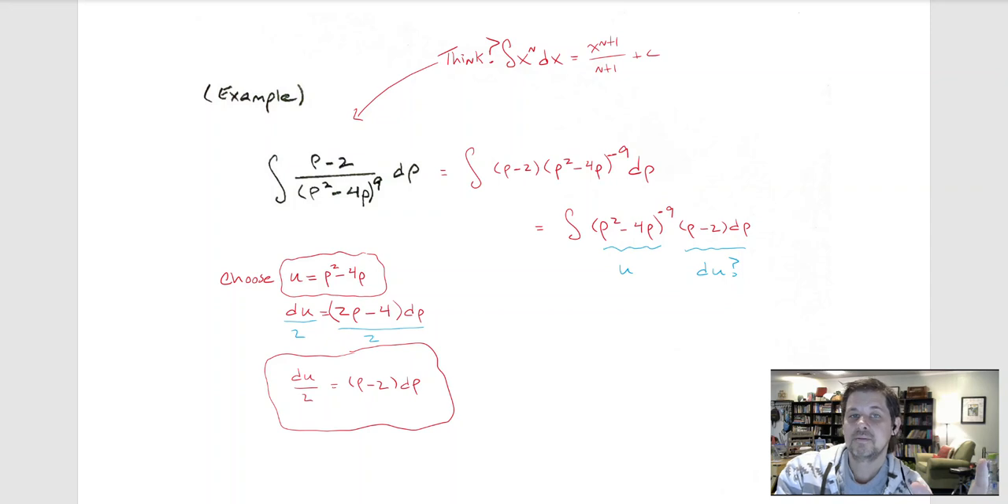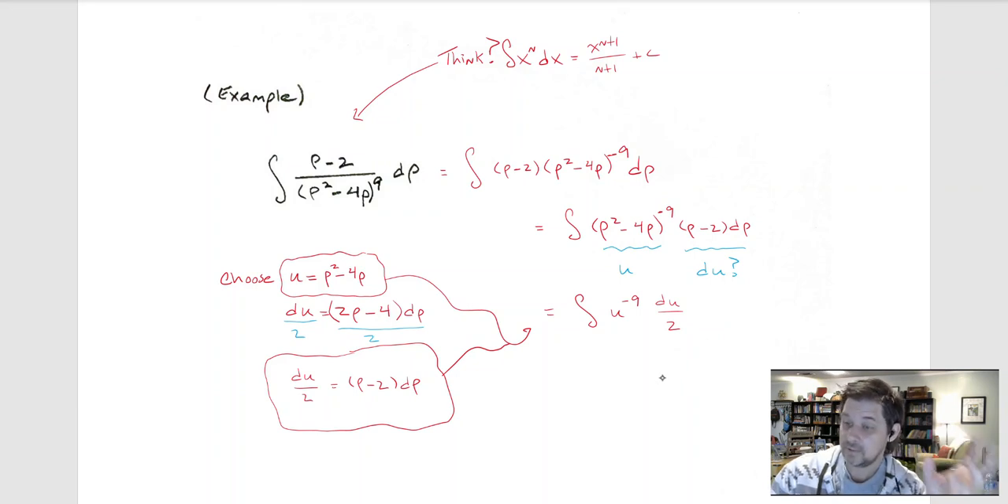All right. Okay, let me do a little bit of updating. So it's my du? Yes, I'm able to get it. All right. So let's see. In this step, between these two substitutions, here's what I will get. I get u to the minus 9 power, right? p squared minus 4p to the minus 9 right there. And then p minus 2 dp substitutes as du over 2. Okay, all right, now that's what I wanted to get.